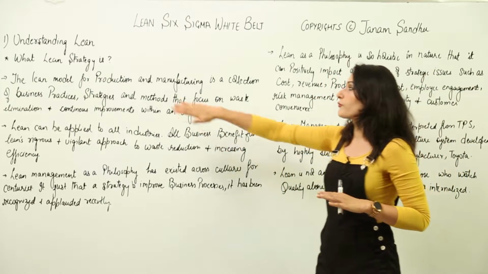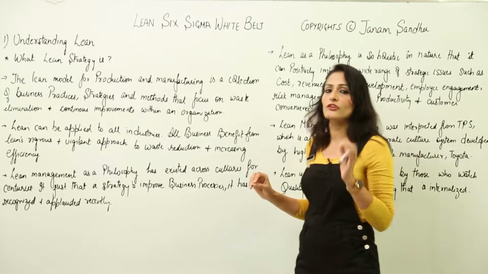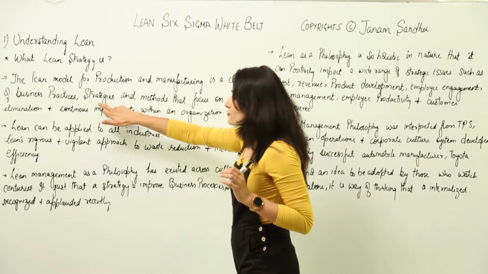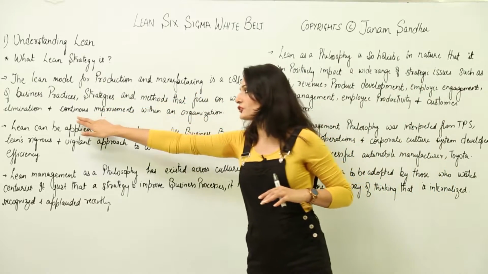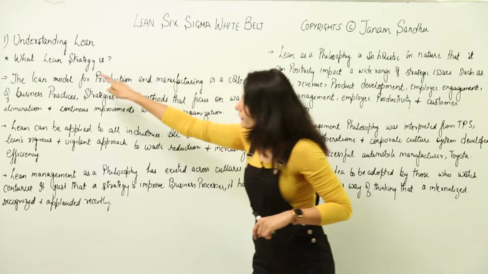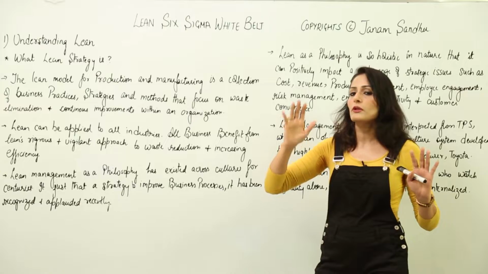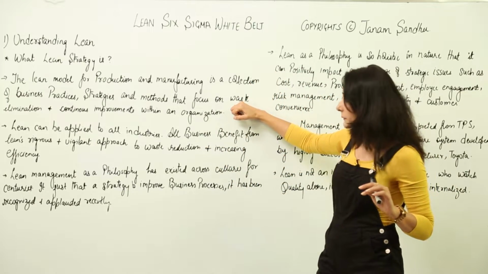The Lean model for production, manufacturing or services is a collection of business practices, strategies and methods that focus on waste elimination and continuous improvement within the organization. If you just look at what I just read, it's quite similar to what we did in Six Sigma. Instead of waste, there were defects, right?